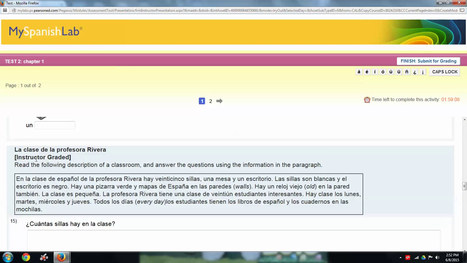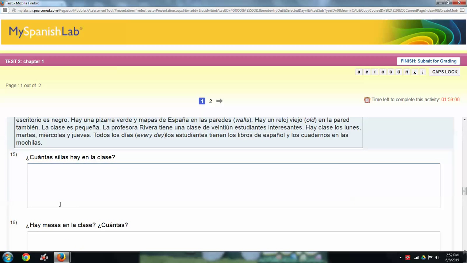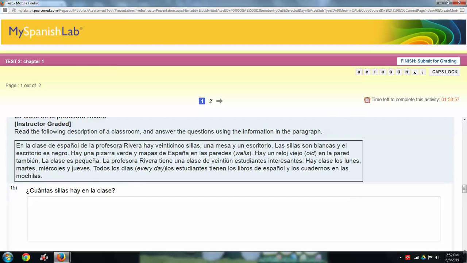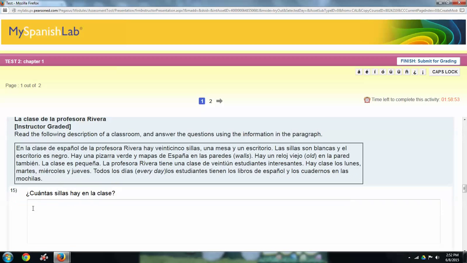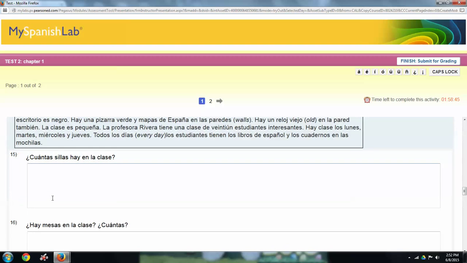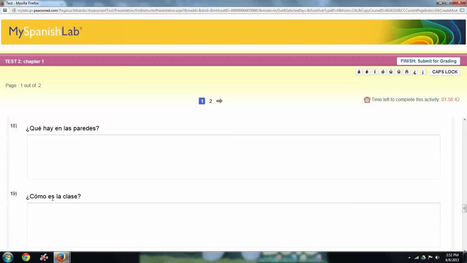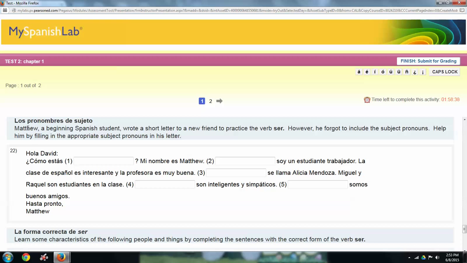The next section, la clase de la profesora Rivera. Read the following description of a classroom and answer the questions using the information in the paragraph. So it's going to ask you some questions based on this little description here, and you need to write out an answer. It doesn't say that it needs to be in complete sentences. However, it does need to be in Spanish. I'll have students sometimes who write these in English, and since we're in Spanish class, we need to write our answers in Spanish.